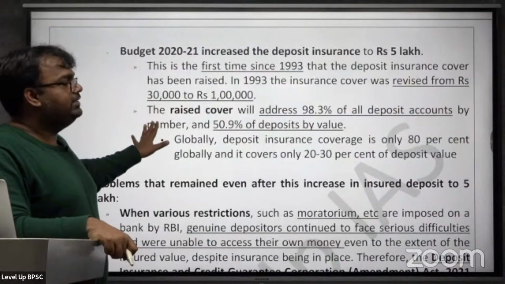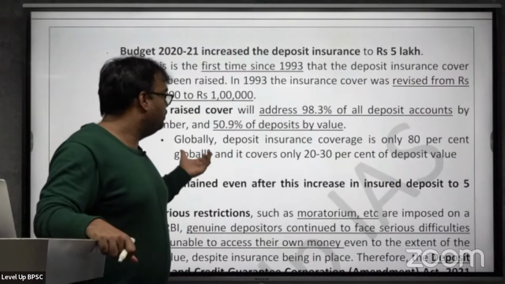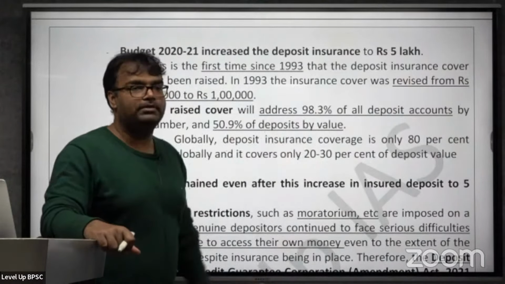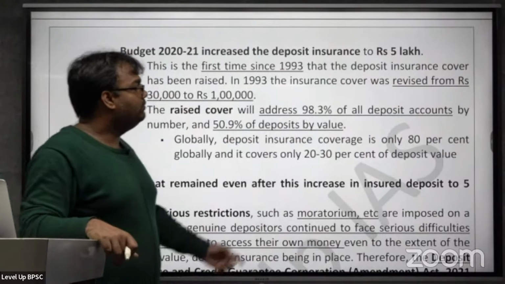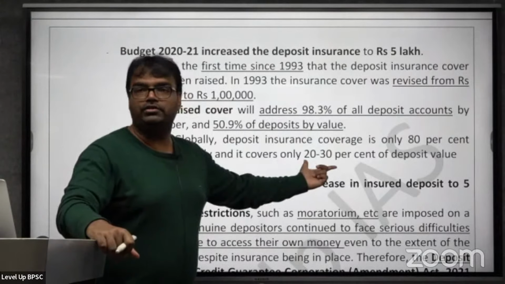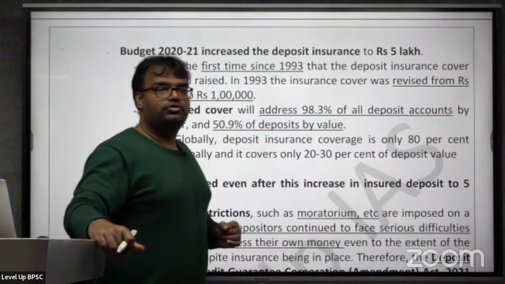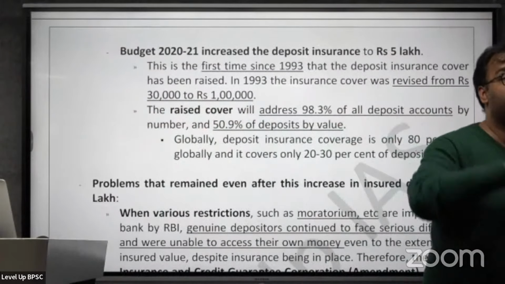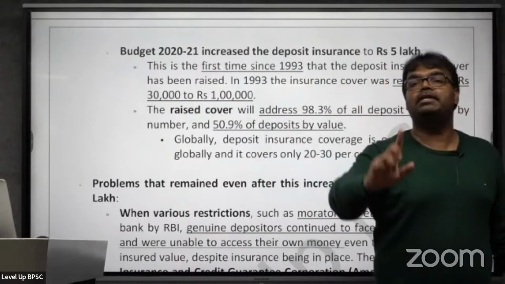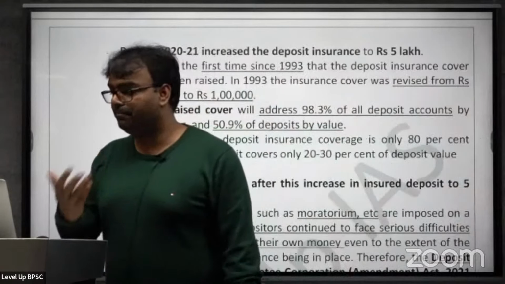This coverage is better than the global mandate. Globally, deposit insurance coverage is only 80%. In case of India, it has gone to 98%. And in terms of value, the global coverage is only 20-30%. In case of India, it has gone to 50%. When compared to the global scenario, our deposit insurance cover, both in terms of the number of accounts which are fully covered, plus the value that is fully protected, is way better.